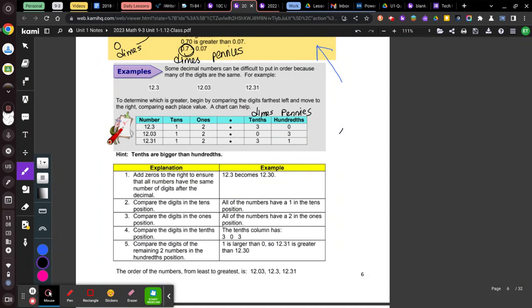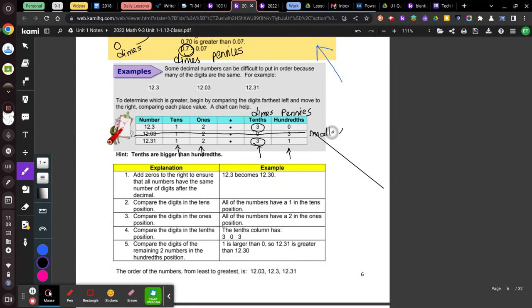So look at the next example. Okay, so now we're comparing dimes and pennies. When the numbers are the same in front, you have to look at the first number after the decimal. The number with the bigger number next to the decimal is biggest. So I'm looking at the numbers with the 3s. 3 is bigger than the 0. So now I know this number is the smallest, so I'm going to cross it out.